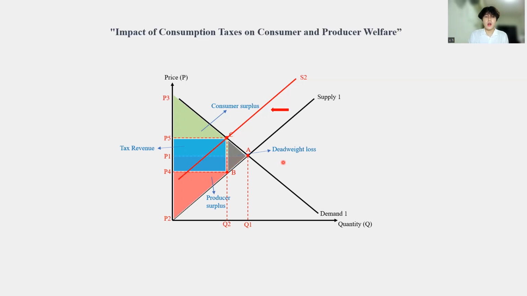The deadweight loss represents the overall loss of economic welfare in a market due to the tax. It occurs because some transactions that would have occurred without the tax no longer happen due to the higher price. And on the positive side, the government collects tax revenue. This tax revenue can be used for public services and also government programs.